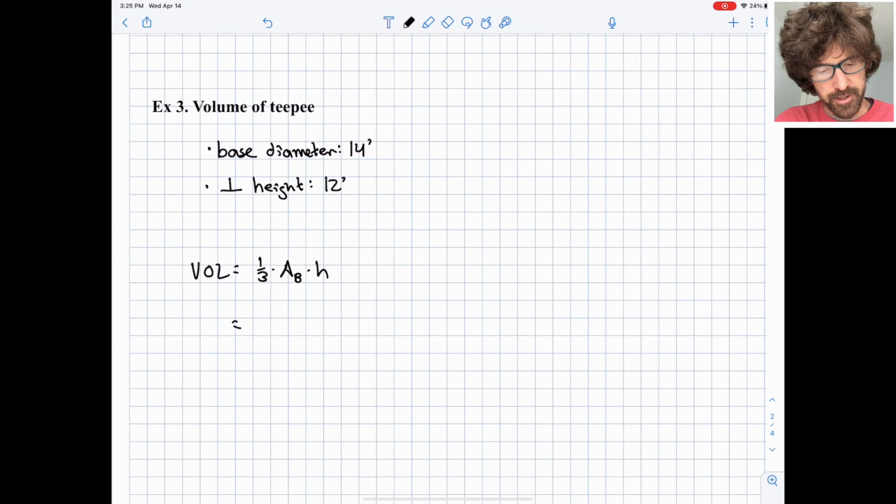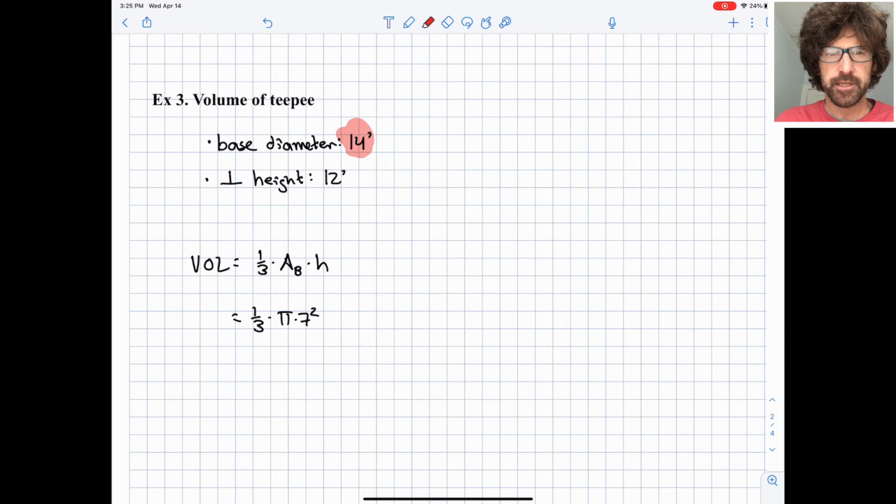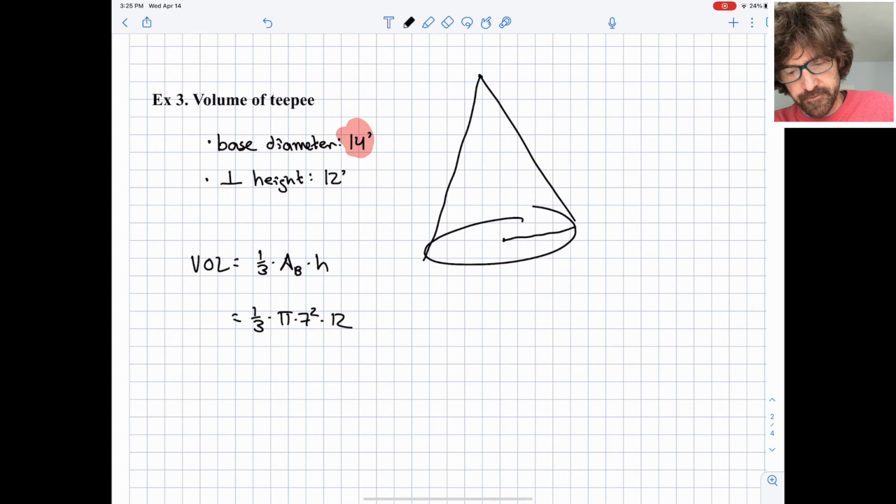So this is going to be 1/3. The area of the base is pi times 7 squared. Hopefully you're seeing that the radius is half of 14. We need the radius squared to find the area of that circle. And then the height is going to be 12. So just to be clear, we have a cone that we're working with a radius of 7 and a perpendicular height of 12.